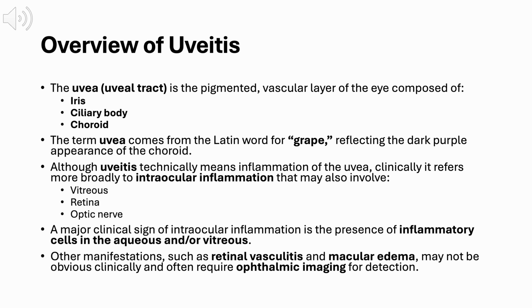The single most important clinical sign is inflammatory cells in the aqueous or vitreous. That's what tells you inflammation is present. But be aware that some manifestations, like retinal vasculitis or macular edema, aren't obvious on exam and often need imaging to detect, so the eye can be more inflamed than it looks.